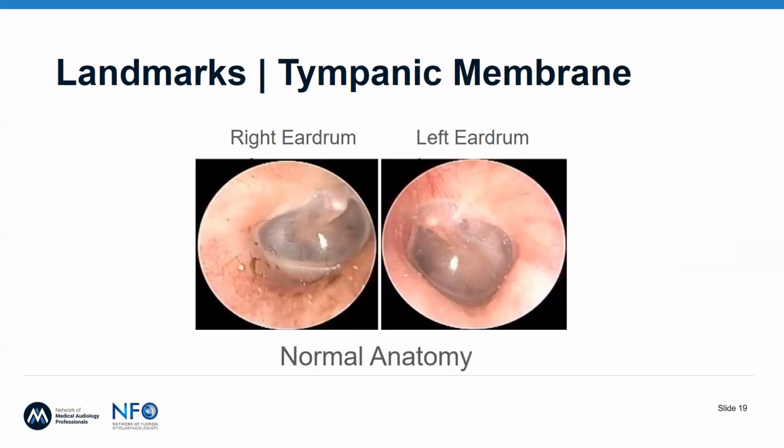So I am going to review a little bit more of the normal anatomy so that once you're very familiar with normal, it becomes easier to decide what is abnormal. So first of all is to try to figure out if you can tell, especially on the slide, if it's right or left.